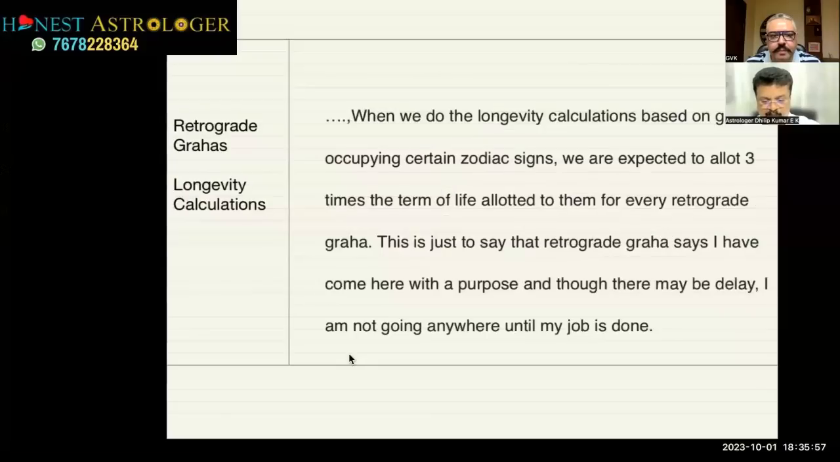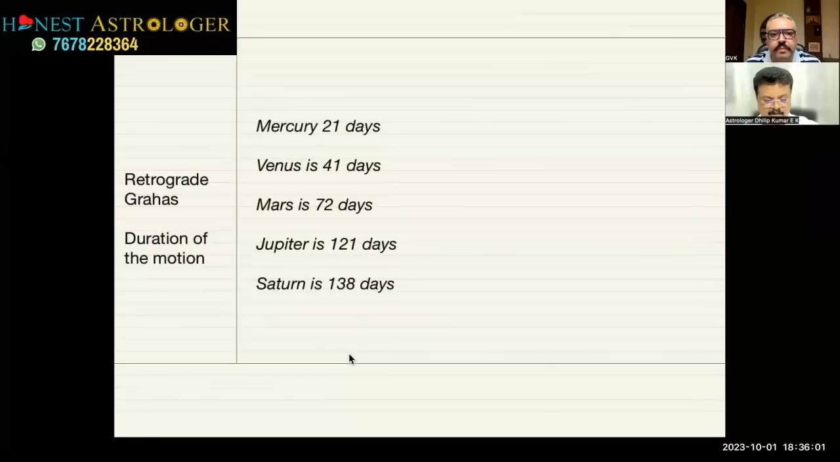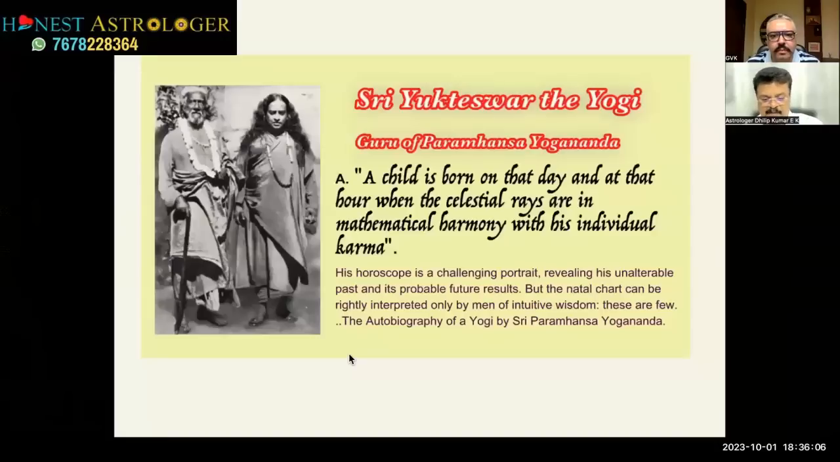I'll show you a diagram of how many days the retrograde grahas are. This is the main point. Sri Yukteswar, the yogi, says a child is born on that day and that hour, and the celestial rays are in mathematical harmony with his individual karma. So in order to adjust the individual karma for this Atma, this particular planet has to be here, and it will come backwards to prove the point.